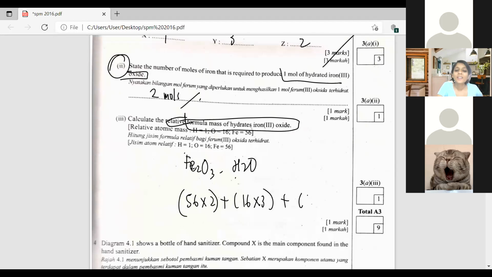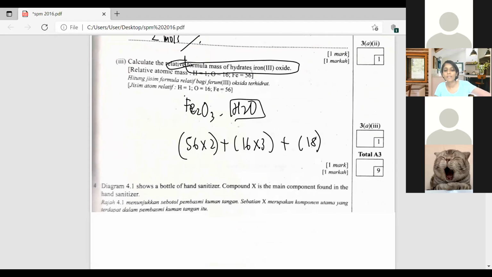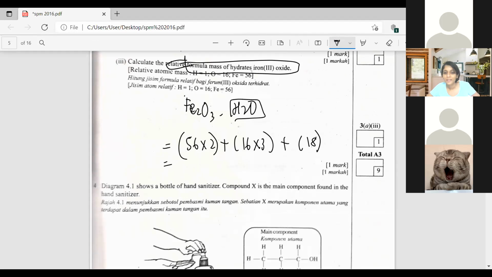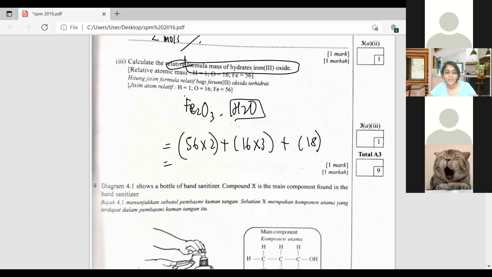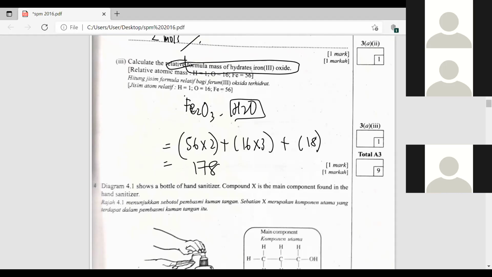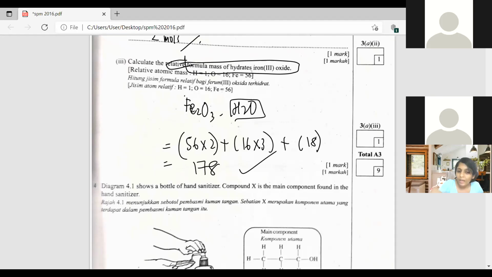No, this one, H2O is actually 18, yeah? Okay, sir. Okay, now total, everybody total up together with him. 178. Okay, perfect. Can I have a show of hands? How many of you got the answer 178 together with him? Okay, excellent, yeah? So 178 is correct. Well done.